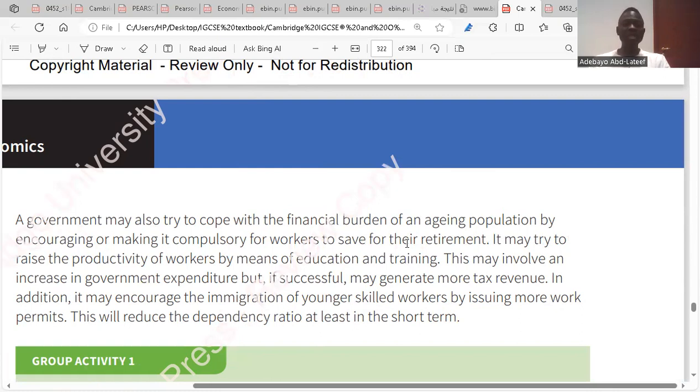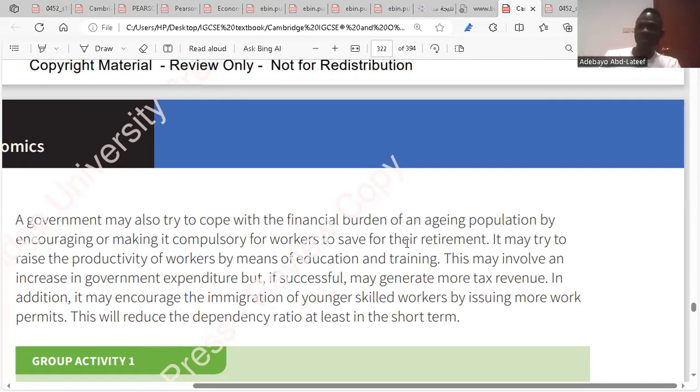It may try to raise the productivity of workers by means of education and training. So government can also try to cope with aging population by encouraging workers to start keeping money for their retirement age instead of waiting for pension from government. So government can create a scheme that will make you keep a certain percentage of your salary yearly or monthly so that you can come back to it when you are retired. So this reduces the burden on government.